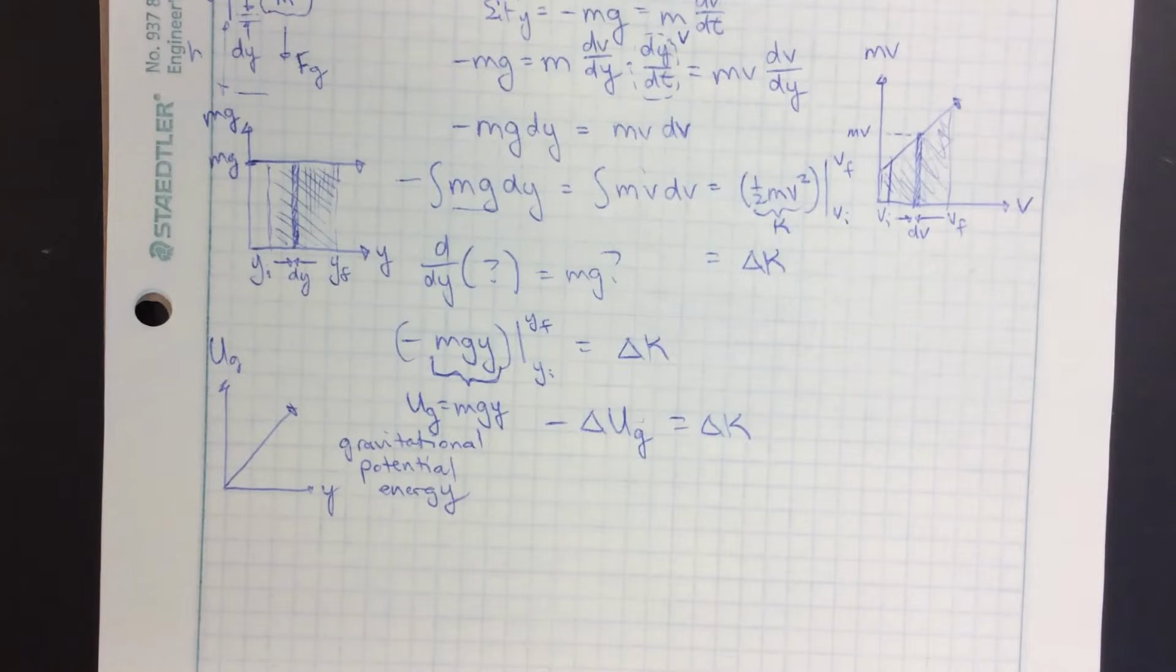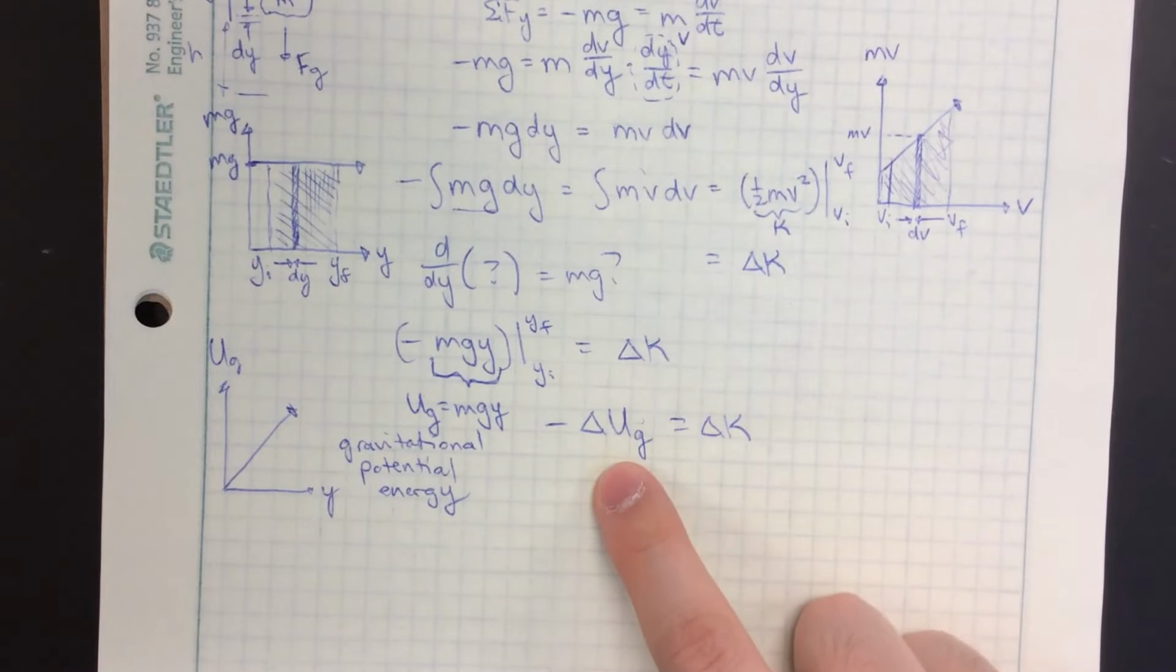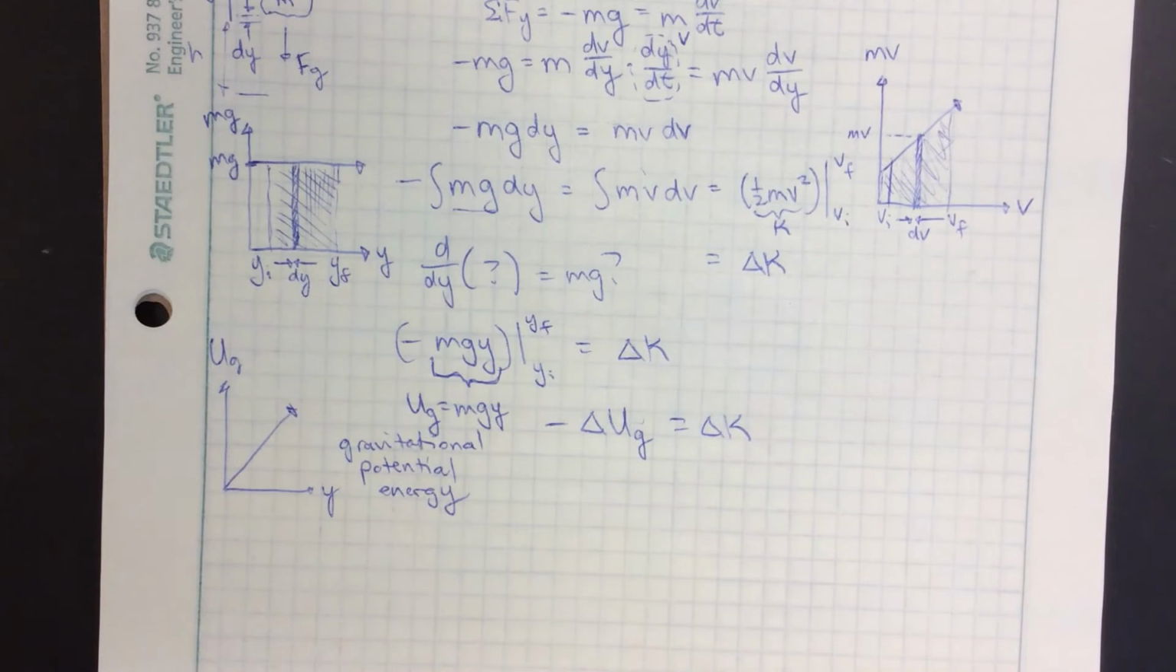Just in general, delta U equals delta K. No. The negative of delta U is equal to delta K. The negative is important because that means that when you lose potential energy, you gain kinetic energy. When you gain gravitational potential energy, you lose kinetic energy. They have this opposite relationship. Okay?